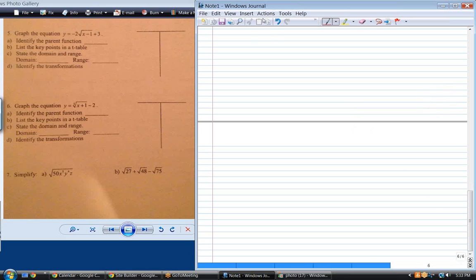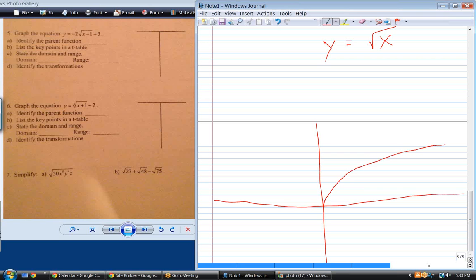What's the parent function? Y equals square root of x minus 1. No, just square root of x. Oh, just square root of x. Let's go straight to the transformations, and then we'll come back and talk about the others. Let's graph that first of all. There's y equals square root of x.